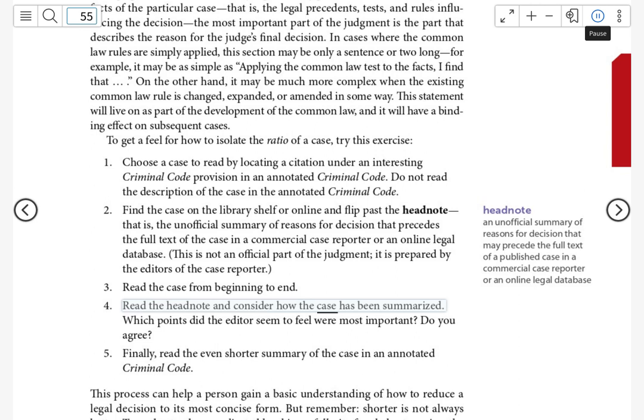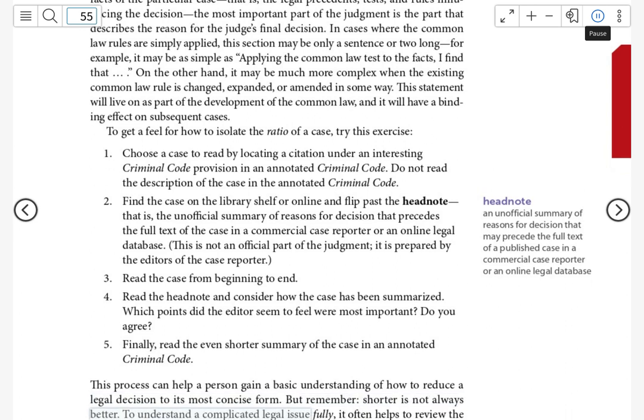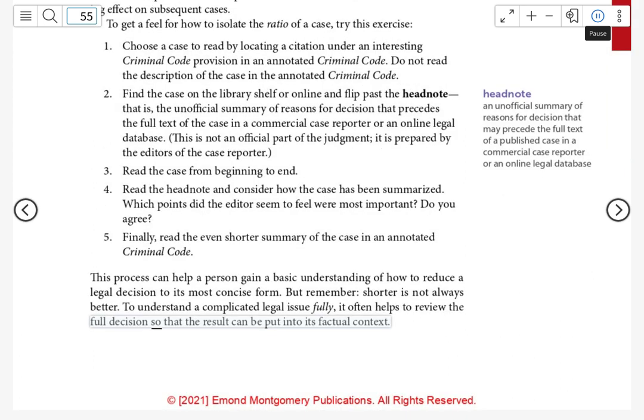4. Read the headnote and consider how the case has been summarized. Which points did the editors seem to feel were most important? Do you agree? 5. Finally, read the even shorter summary of the case in an annotated criminal code. This process can help a person gain a basic understanding of how to reduce a legal decision to its most concise form. But remember, shorter is not always better. To understand a complicated legal issue fully, it often helps to review the full decision so that the result can be put into its factual context.